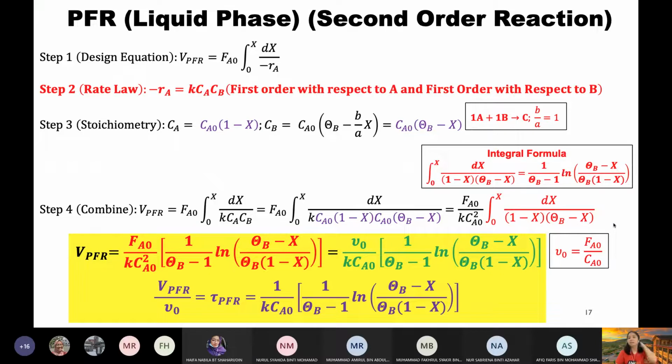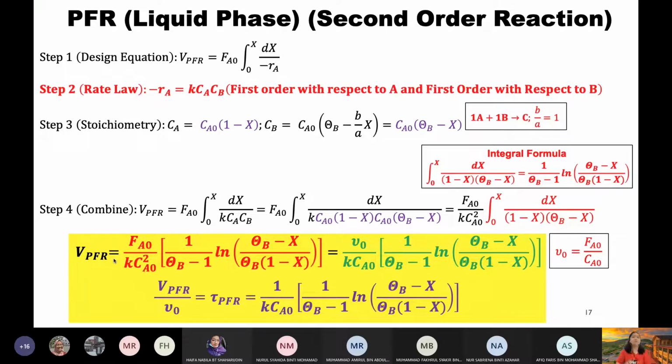So as I told you, kalau mathematics, you have to open bracket, so on and so forth. But we don't need to do this in reaction engineering because kita dah dapat solution dia. Kita dah diberi solution dia straight away. So it is actually 1 per theta B, ln in bracket theta B minus X, pembawa dia theta B in bracket 1 minus X. So this I combine dengan FA0 per K CA0 square. So when I combine, I get the rate law equation which is to find the volume PFR. So equation jadi lebih panjang kan? Kenapa berbeza? Sebab rate law dah berbeza.